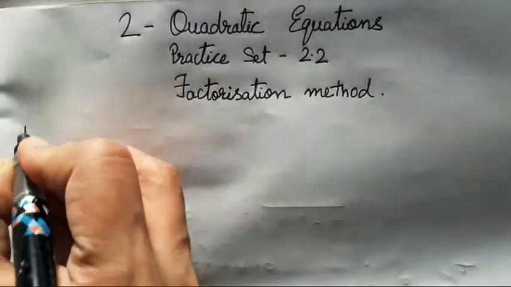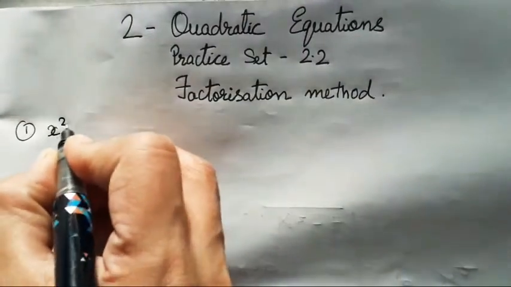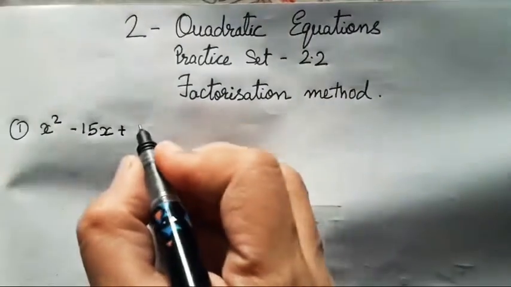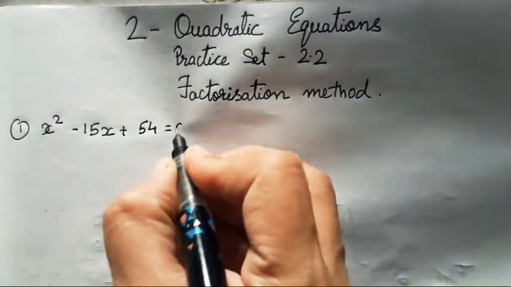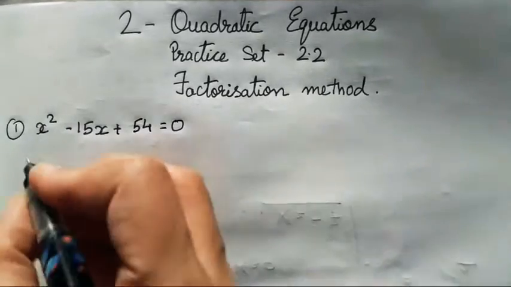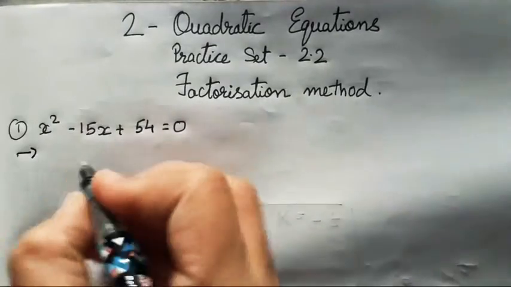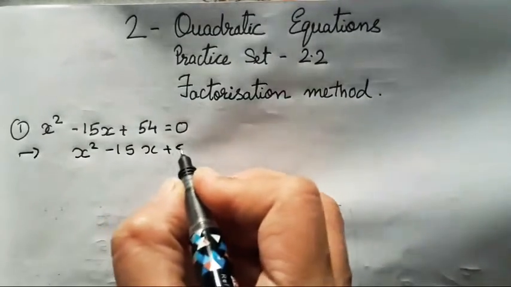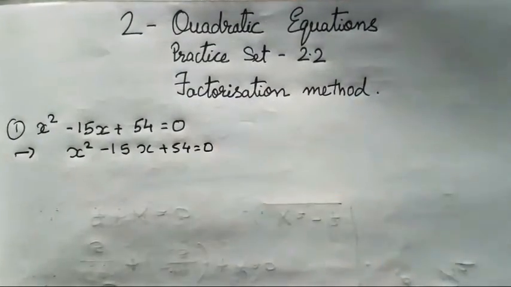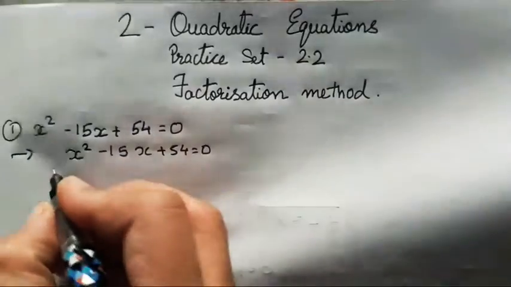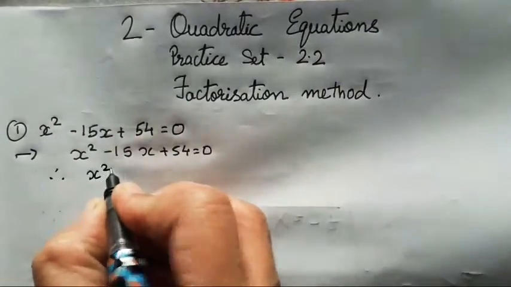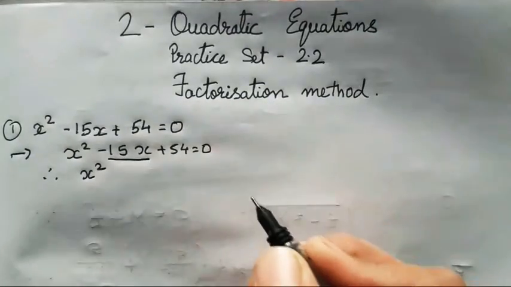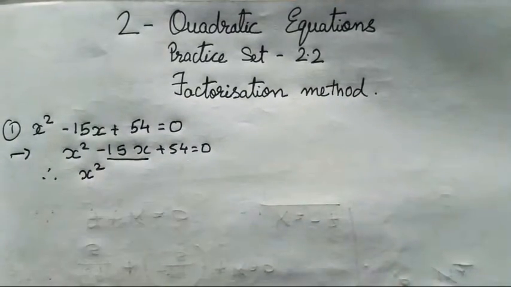So the first sum is x square minus 15x plus 54 is equal to 0. So this is the sum. First step, you have to write the sum as it is: x square minus 15x plus 54 is equal to 0. Therefore, x square, now over here you have to split the middle term. Okay, so how are you going to split the middle term?